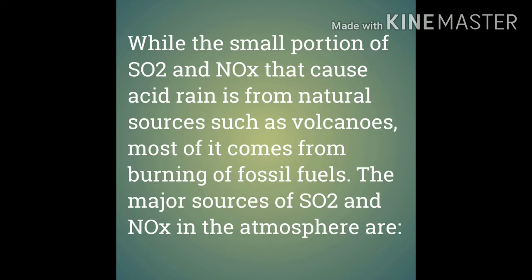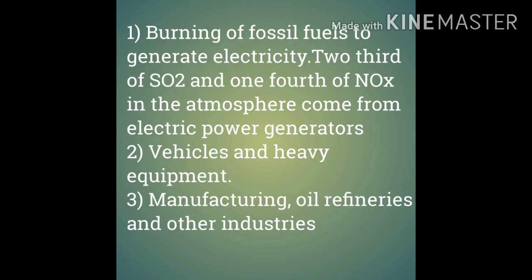While a small portion of SO2 and NOx that causes acid rain is from natural sources such as volcanoes, most of it comes from burning of fossil fuels. The major sources of SO2 and NOx in the atmosphere are as follows. First, burning of fossil fuels to generate electricity. Two-thirds of SO2 and one-fourth of NOx in the atmosphere comes from electric power generators.